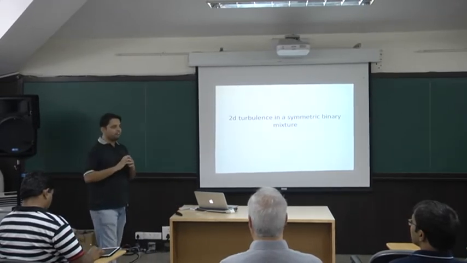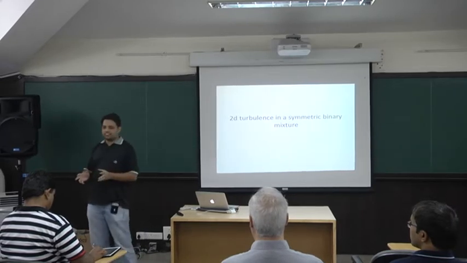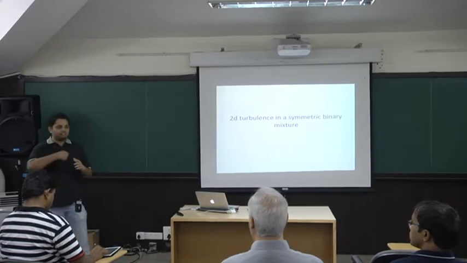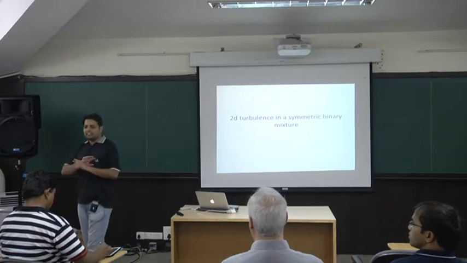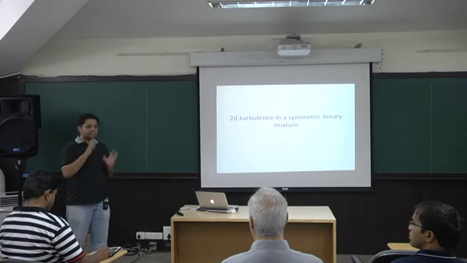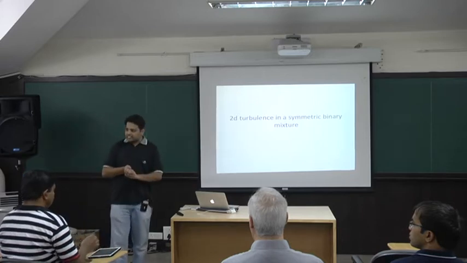If you want to form an emulsion, the easiest way is you take a binary mixture and stir it up, and then you would form an emulsion, and then later on you can stabilize this emulsion by adding surfactants or other things, and then you will get a stable emulsion.